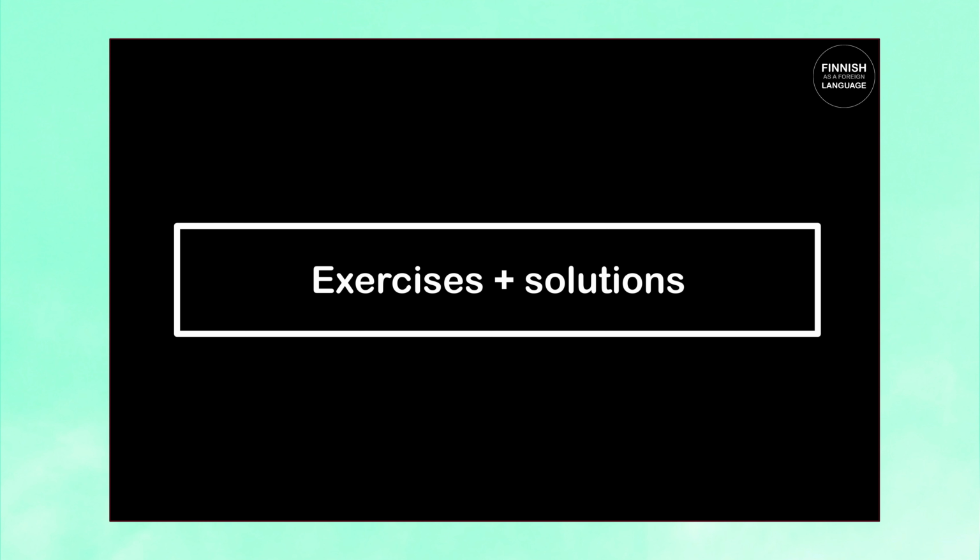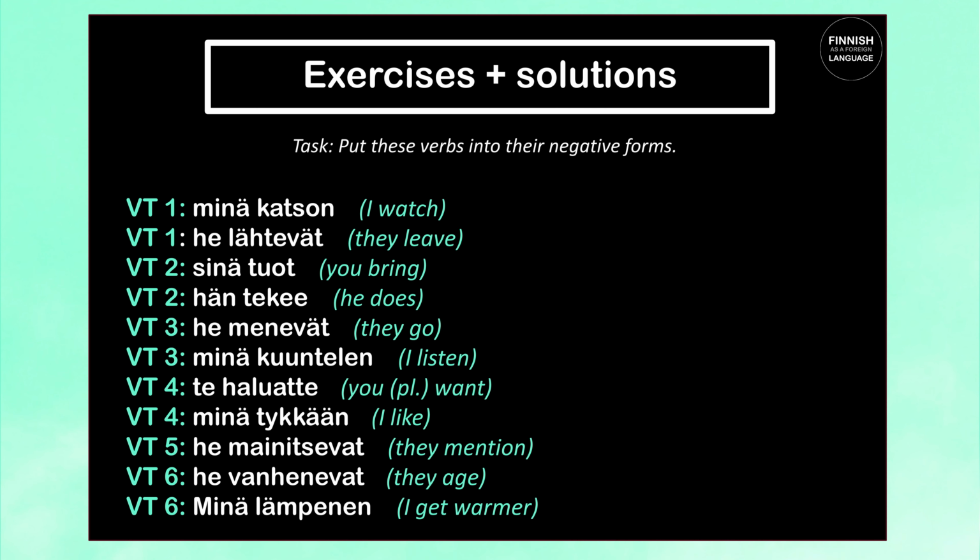Alright, now we move on to chapter 6 where we are going to practice what we've learned today. So here we have 11 positive verbs, and what we're gonna have to do here is to make them negative. For each verb we have 5 seconds. So let's go. Verb type 1, minä katson, means I watch. The negative present tense of it is, that's right, it's minä en katso. I don't watch.